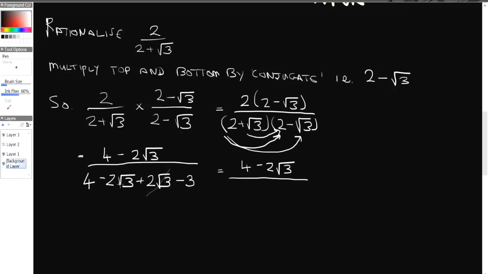Let's do the root 3's first. We've got minus 2 root 3 and plus 2 root 3, so they disappear. Minus 2 root 3 plus 2 root 3 is nothing. And 4 minus 3 is 1. So the answer is 4 minus 2 root 3.